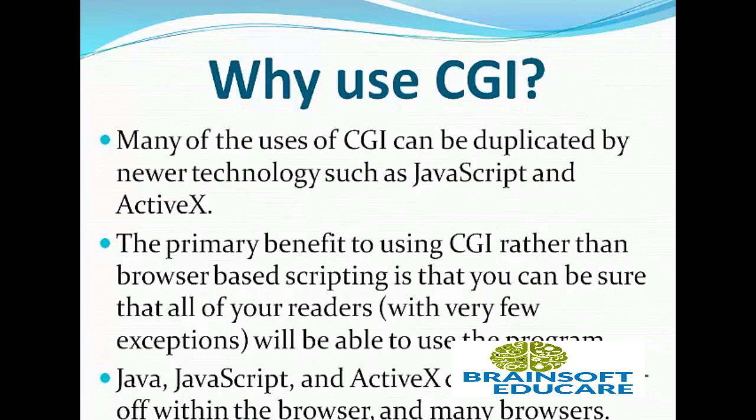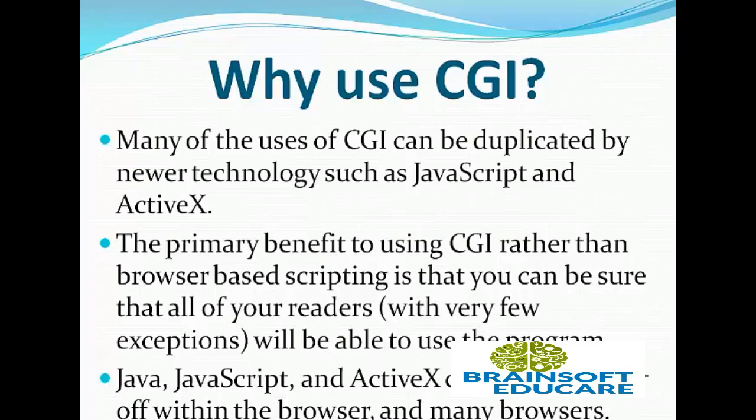Many of the uses of CGI can be duplicated by newer technology such as JavaScript and ActiveX. JavaScript and ActiveX are languages that duplicate CGI scripting. The primary benefit to using CGI rather than browser-based scripting is that you can be sure that all of your readers, with very few exceptions, will be able to use the program.